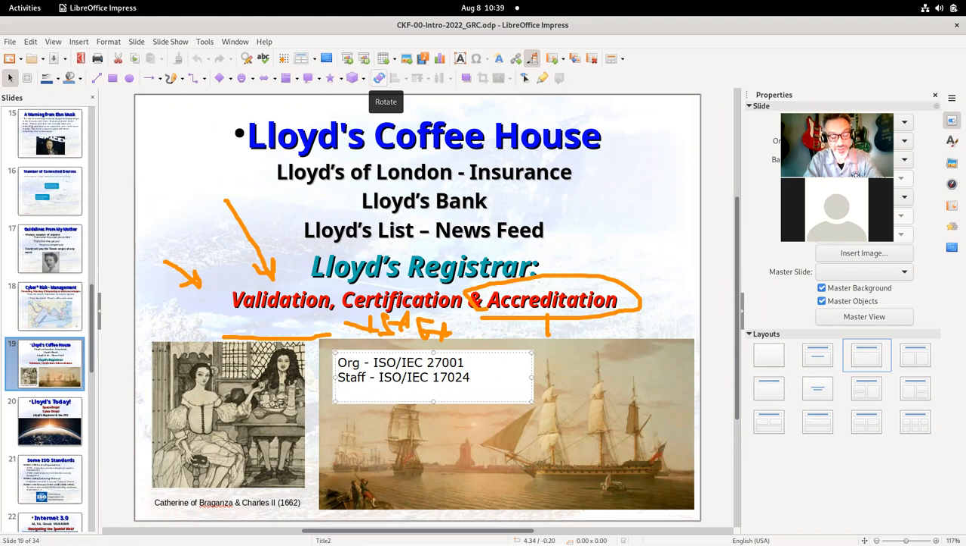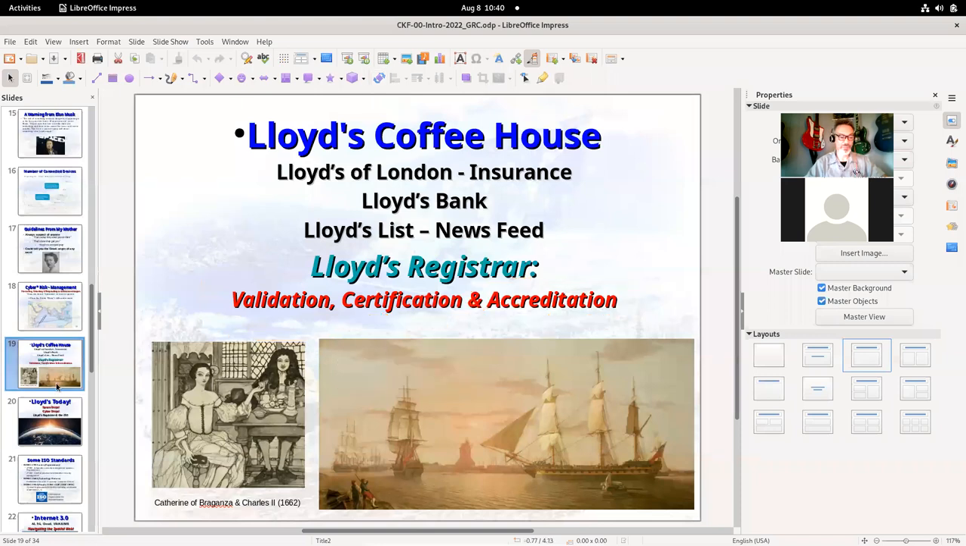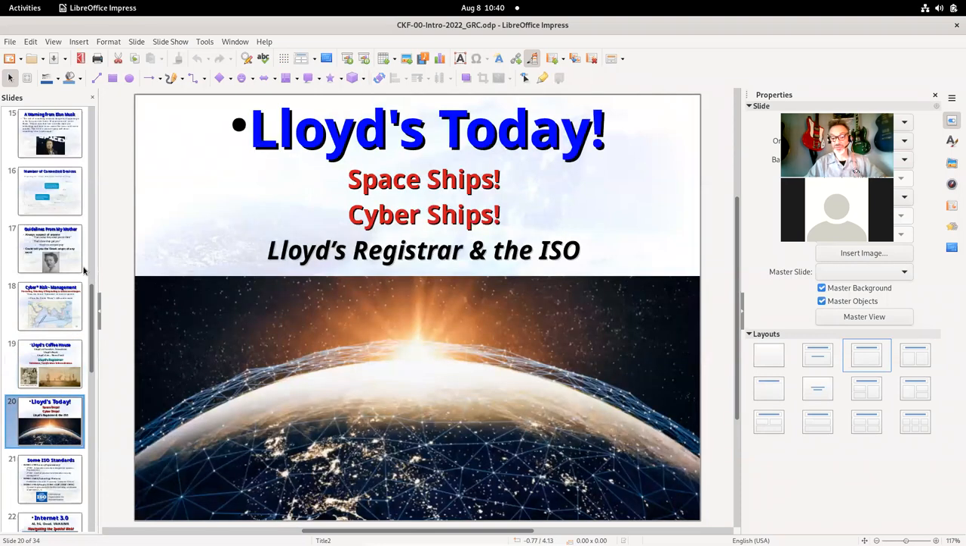But let's not forget the technology. I think there are two or three questions on ISO/IEC 15408, also known as the Common Criteria. So really cool, well, that's our goal. We're going to see how this works. And Lloyd's today is still around. They do cyber insurance.